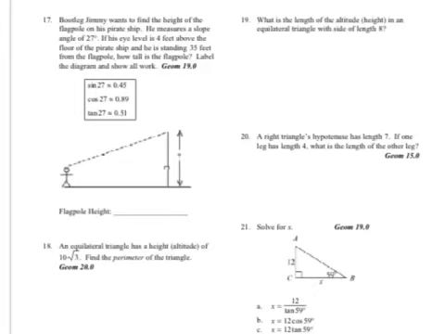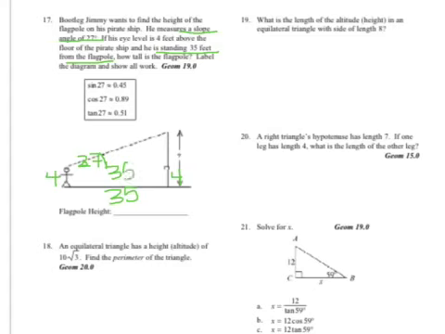This question says, Bootleg Jimmy wants to find the height of a flagpole on his pirate ship. He measures the slope angle of 27 degrees. So that's right here. This is 27 degrees. His eye height is 4 feet above the floor, so this is 4, and this would also be 4. And he says he is standing 35 feet from the flagpole. So this is 35. And since this is a rectangle, this is also 35.